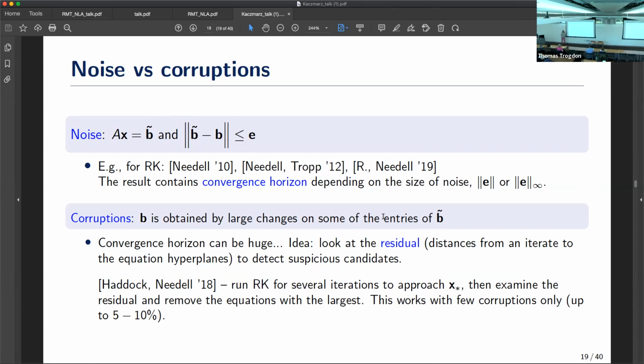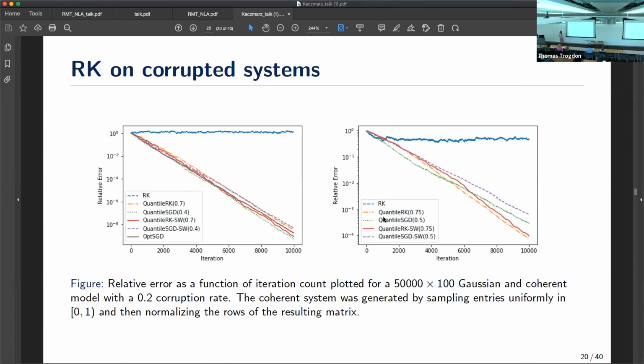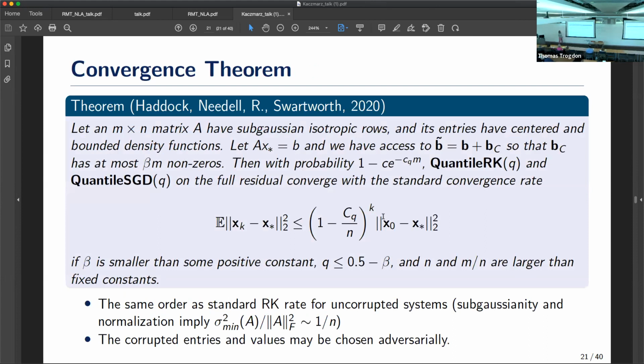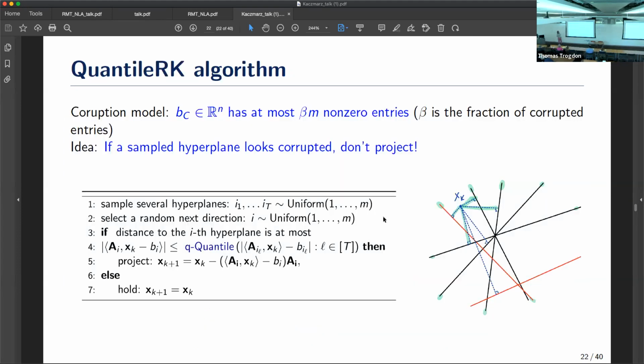If you have one half or one third of corruptions, where every third step is corrupted, you don't really converge, so you don't enjoy that. So this is what the methods I explain next address. The next slide shows when typical RK doesn't work. That is the theorem, but let me talk about the method.